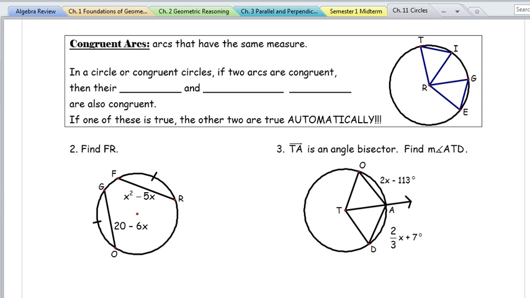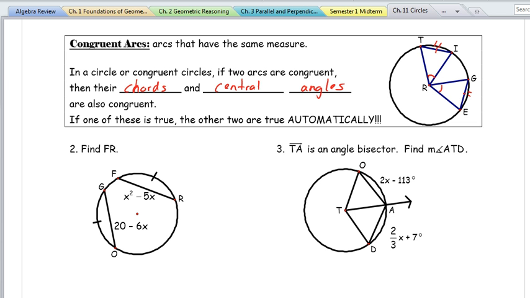A couple other things about our arcs and our chords. Again, congruent arcs, it's a pretty simple idea. They're arcs that have the same measure. In a circle or congruent circles, if two arcs are congruent, then their chords, with an H, and central angles are also congruent. If one of those three things is true, then the other two are automatically true. So if arcs have the same measure, then their chords and central angles are congruent. If the central angles are congruent, then the chords and the arcs are congruent. So basically, if this is congruent, so is this and so is that. So that would be congruent to that. This is what we'd have here.